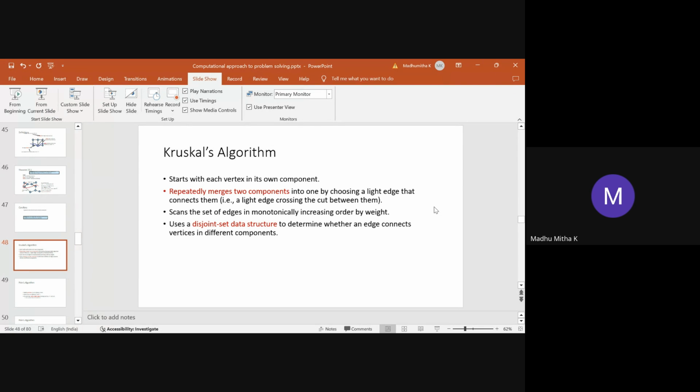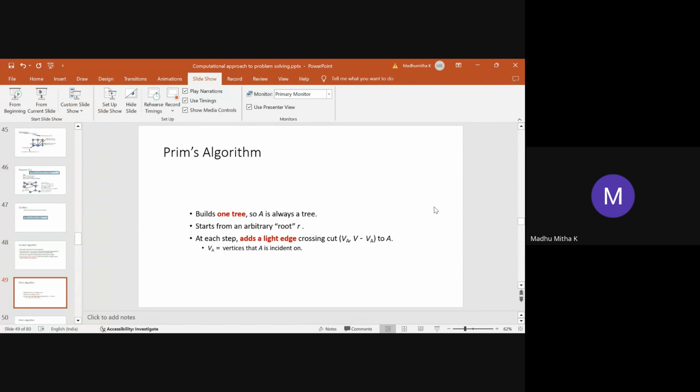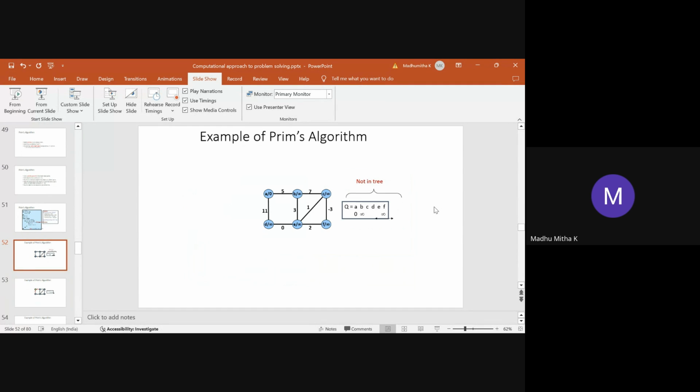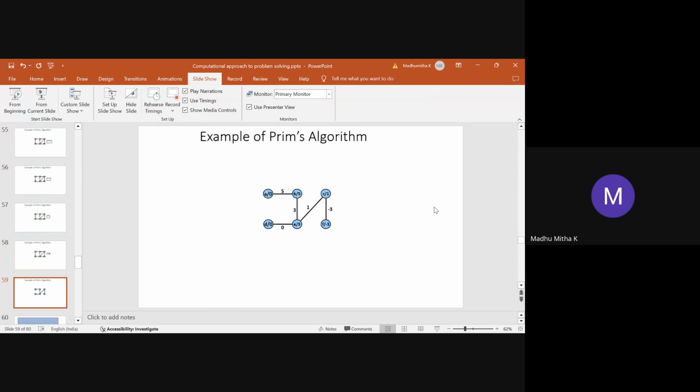There are also some disjoint set structures to determine whether the edge connects a vertex in different components. Again, I have given some algorithms from Prim's algorithm also. These are some of the examples you can just add up. If you want, I can share the slide for your reference. You can use these problems while teaching the class.